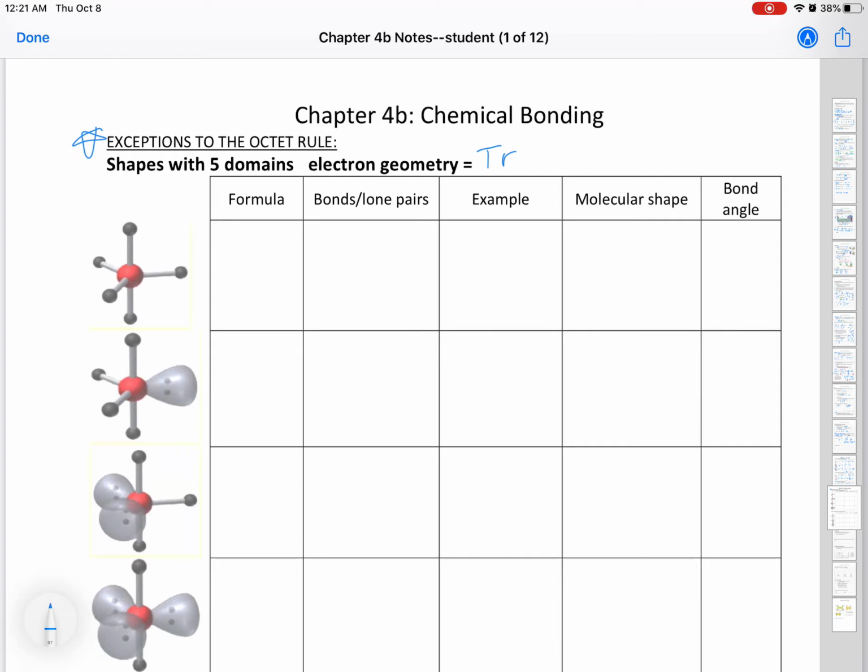So shapes that have 5 electron domains are called trigonal bipyramidal. The simplest one is one that has 5 bond domains and 0 lone pairs. Its formula would be this. An example is PF5: 1, 2, 3, 4, 5. Each of these fluorines has 3 lone pairs that I'm too lazy to draw right now. But notice that the phosphorus in the center has 5 bonds coming out of it. And of course, this is going to be called the same thing as the electron geometry, trigonal bipyramidal.